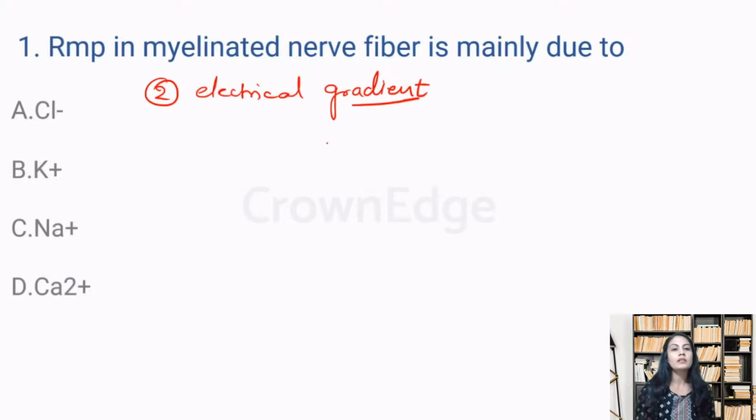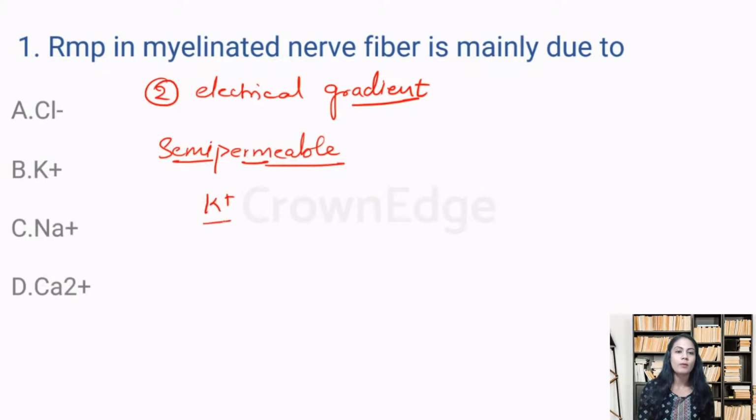Remember, the cell membrane is semi-permeable. That means it is like a guard, a gatekeeper. It will allow some ions and not allow others to go inside or outside. It is not permeable to all the ions, only some ions. Which ion is fully permeable? Potassium is the only ion which is permeable fully.